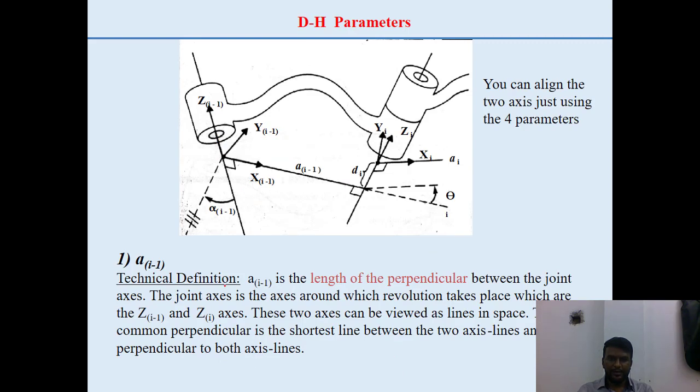These parameters are link length, a i minus 1, that is called link length. This link length is the perpendicular between joint axes. So these two are joint axes. This axis is drawn perpendicular to the direction of rotation, so that axis is perpendicular to the motion at the joint. And here there is one more axis. When we draw a common perpendicular to these, that is called a i minus 1. That is called link length.